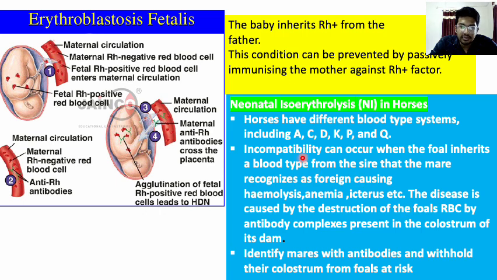Horses have different types of blood systems: A, C, D, K, P, Q. Incompatibility can occur when the foal inherits a blood type from the sire that the mare recognizes as foreign, causing hemolysis, anemia, icterus, etc. The disease is caused by the destruction of the foal's RBCs by the antibody complexes present in the colostrum of the dam. To treat this condition, we first have to identify the mare with the antibody and withhold the colostrum, because the antibody passes to the foal through the colostrum. Sorry, the foal means the young one of a horse.